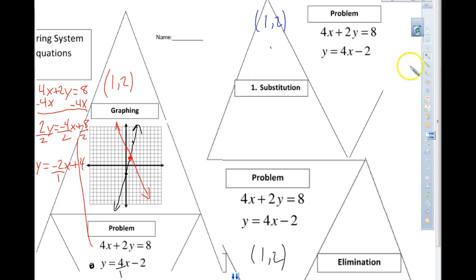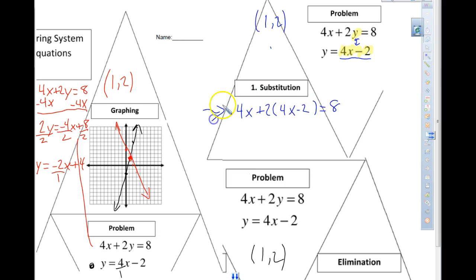Now with substitution, this is already set up for you. Right? We have a y right here. We got y equal to 4x minus 2. This is what we did right after spring break. So 4x plus 2, and then in parentheses, instead of the y, we substituted 4x minus 2. And then we had an equation to solve.